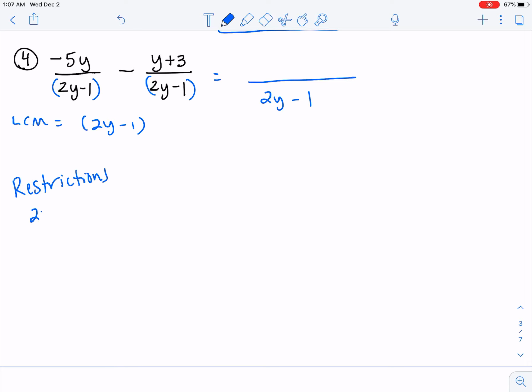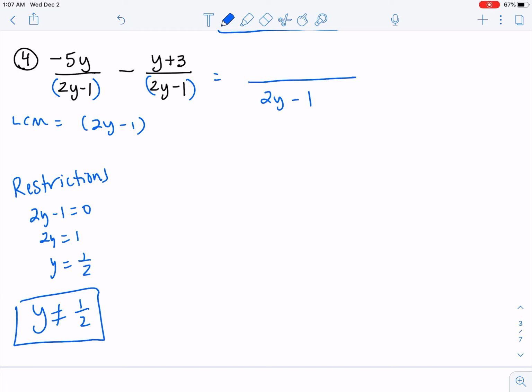Well, when does 2y minus 1 equal 0? Well, 2y is 1. Divide by 2. Y is a half. That means restriction, y can't be a half. That's my restriction. Okay. Well, let's go ahead and simplify here.